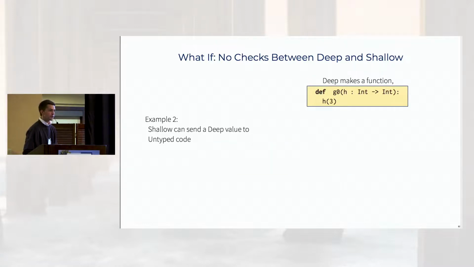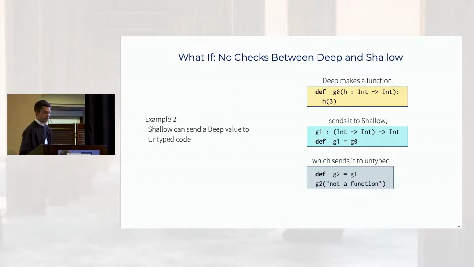As another example, shallow can also misuse a value that came from deep originally. Here we've got a deep type function g0, takes in an int to int, and returns a number. We can send that off into shallow, and so far things are fine. But if shallow type code sends that off into untyped code, and there's been no protection over our function initially called g0, now called g2, bad things can happen. Untyped values can sneak into our deep context, and we no longer have the separation that we wanted.